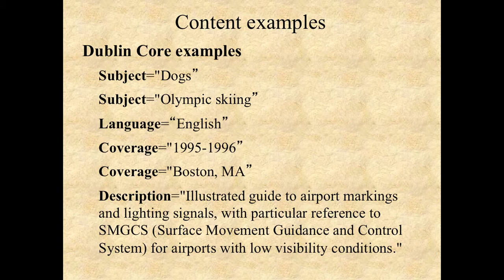This slide here is showing 4 elements from the Dublin Core element set that address content issues. Of course, subject obviously gets at content issues. Language does in a way as well, because this is the language in which the thing is expressed. And of course, also those coverage elements that I mentioned earlier, both temporal coverage, so 1995 to 1996, and also Boston MA, so geographic coverage. And then there is the description element itself, where you can give sort of a free text expression describing or summarizing a resource.